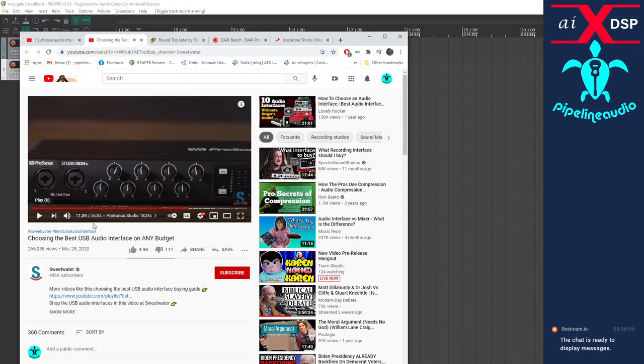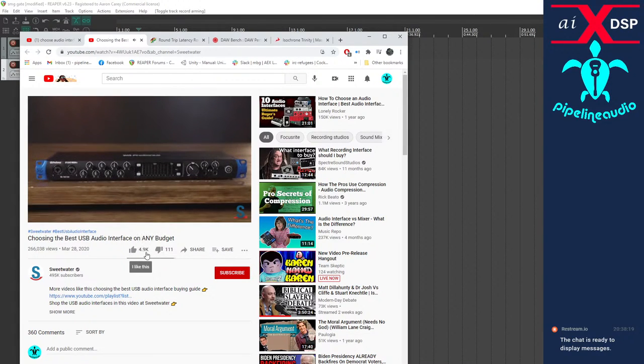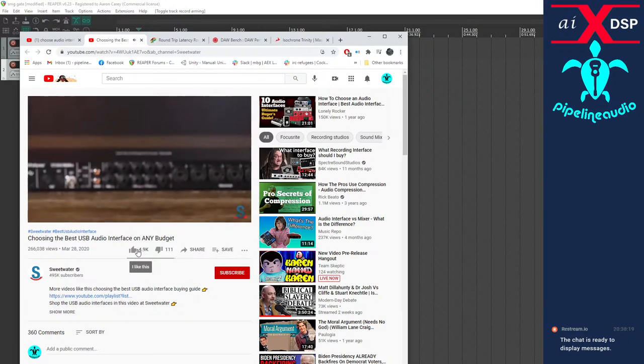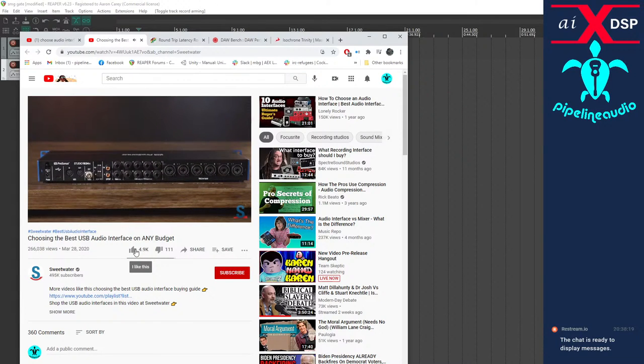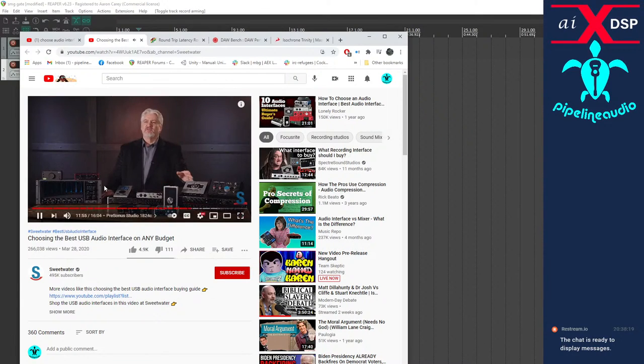PreSonus Studio 1824C. And so that has loopback as well. And so here we go again. A PreSonus that's going to compete with the 18i20. Let's see about this one. 1824C is compatible with Mac, PC, iOS, and Android. It has 18 inputs and 18 outputs with 8 PreSonus XMAX preamps. We have MIDI I/O as well as ADAT and SPDIF digital I/O, a word clock output, and this interface offers DSP mixing with control room integration.